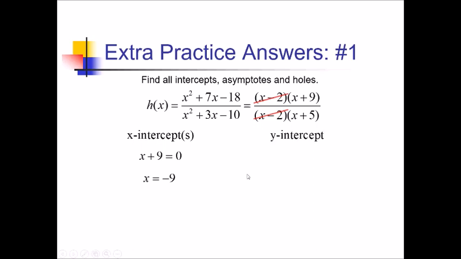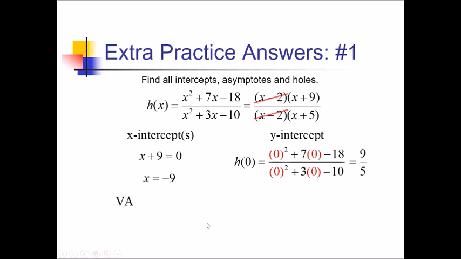Now for the y-intercepts, we're going to plug in 0 for all the x's and see what happens. So plugging in 0 in the original function for all the x's, all that's left over is negative 18 over negative 10, which we can reduce to 9 over 5.